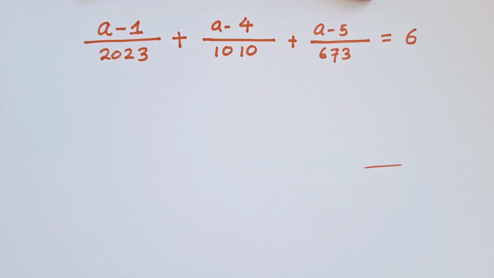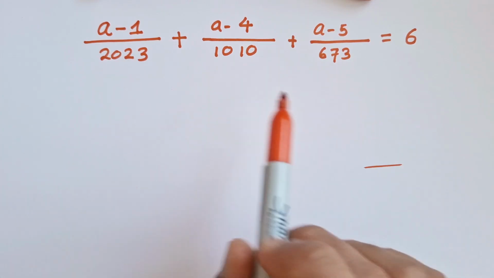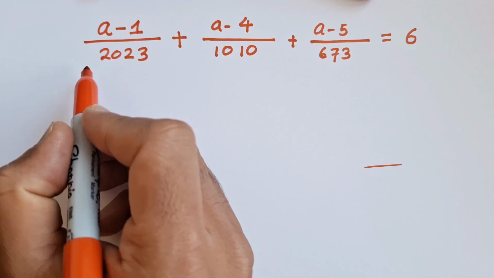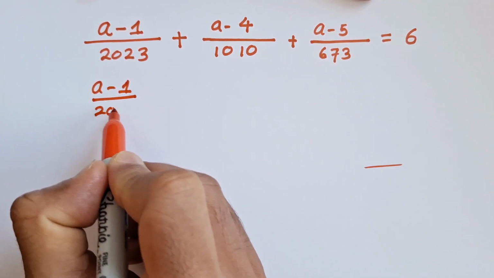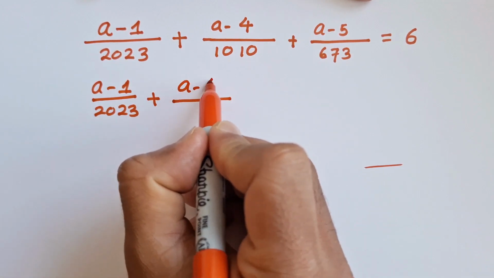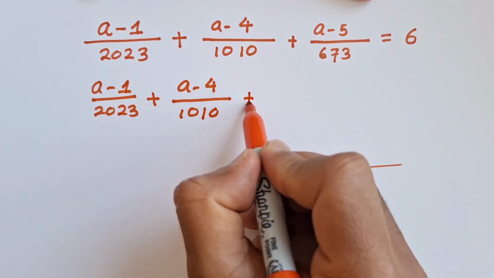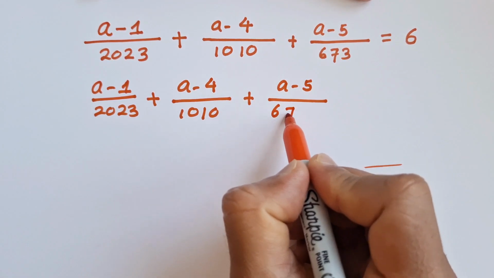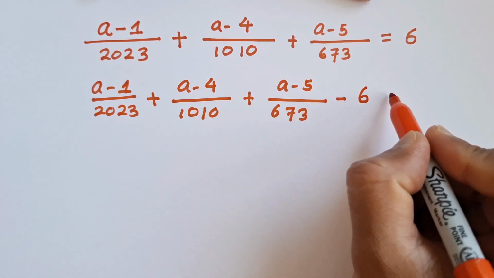So, it is given that a minus 1 over 2023 plus a minus 4 over 1010 plus a minus 5 over 673 is equal to 6. In the first step, I'm going to take this 6 on the right hand side into the left hand side, because it is always nice to have a zero on the right hand side of the equation. When 6 comes to the left hand side, it becomes minus 6.